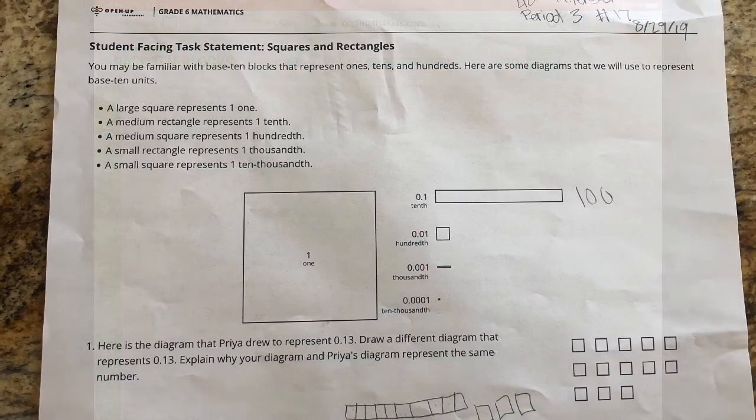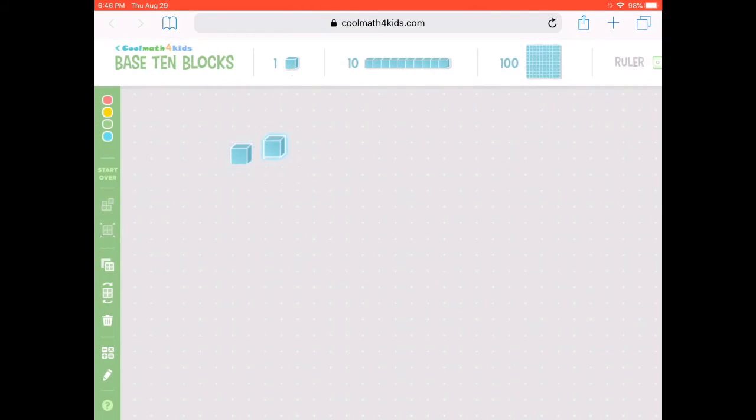Now let's go back to the actual problem. The problem says that Priya has built this model to represent the number 0 and 13 hundredths. The biggest thing is making sure that we understand how to actually represent and say that number, and that number is 13 hundredths. It's like saying 13 cents, which are pennies. So in this video now, I'm pulling out 13 hundredths, just the same way that she had those 13 small hundredths-sized blocks. Pulling out all 13, again, that's like having 13 cents.